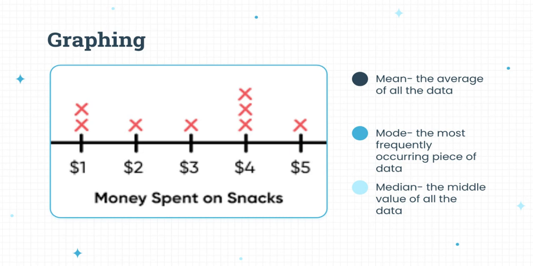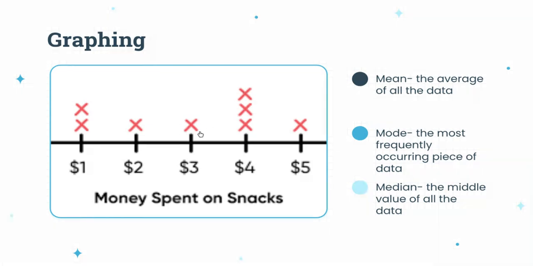So on this graph, when you add up all these values and divide them by the amount of values there, you would get 3. And the mode would be 4 because it has the most values. And the median would be 3 because it's the middle value possible.